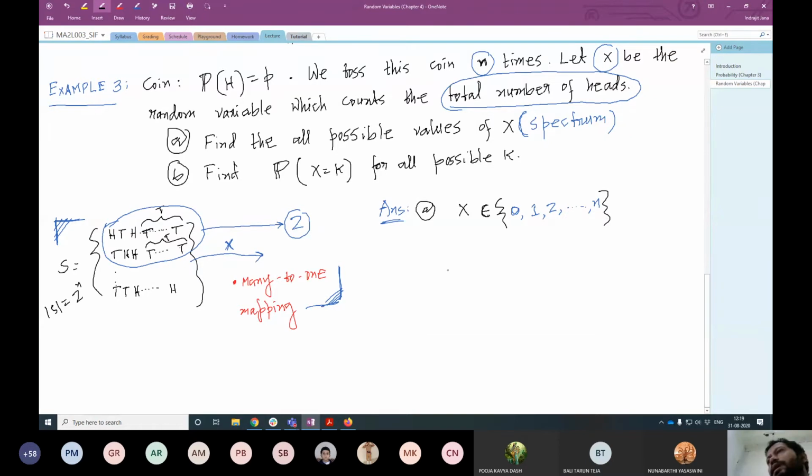So this is the spectrum of the random variable. The possible values that this X can take are from 0, 1 up to n. Next part is to find the probability for all of these values. So the probability of X is equal to k.